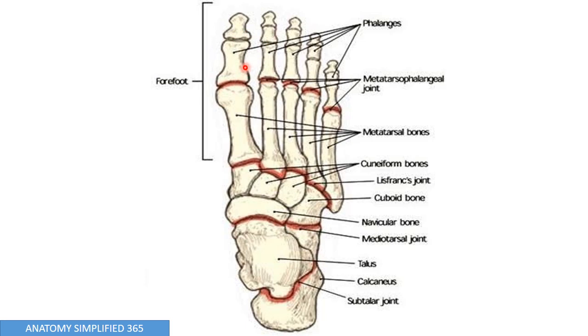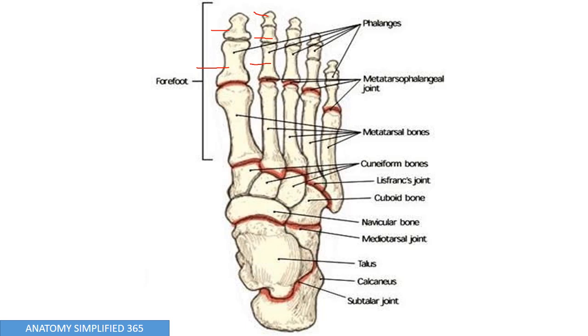However, the first toe, or the big toe, has only 2 phalanges. That is only the proximal and distal. So it has only proximal and distal here. However, the remaining phalanges have the proximal, the intermediate, and the distal. So they have 3, making 14 in number.